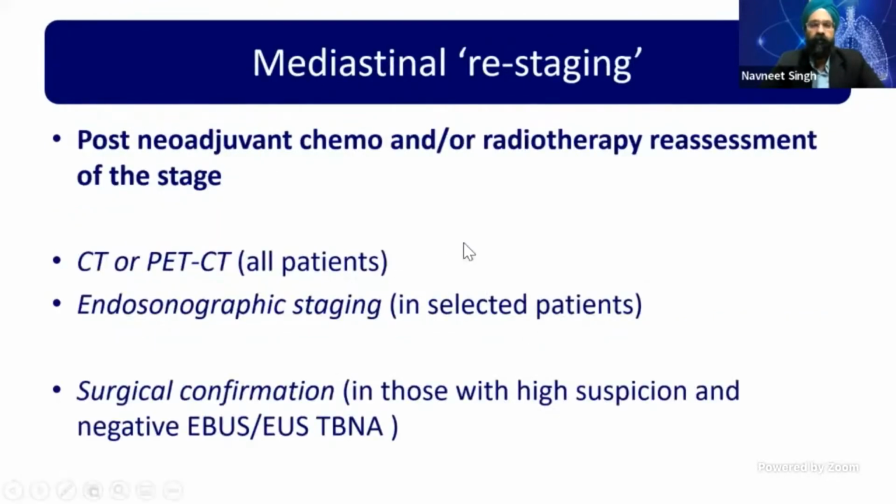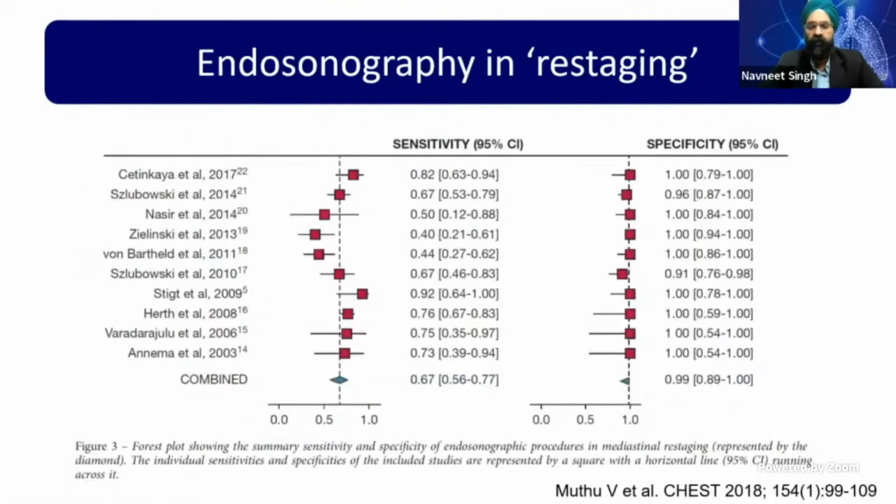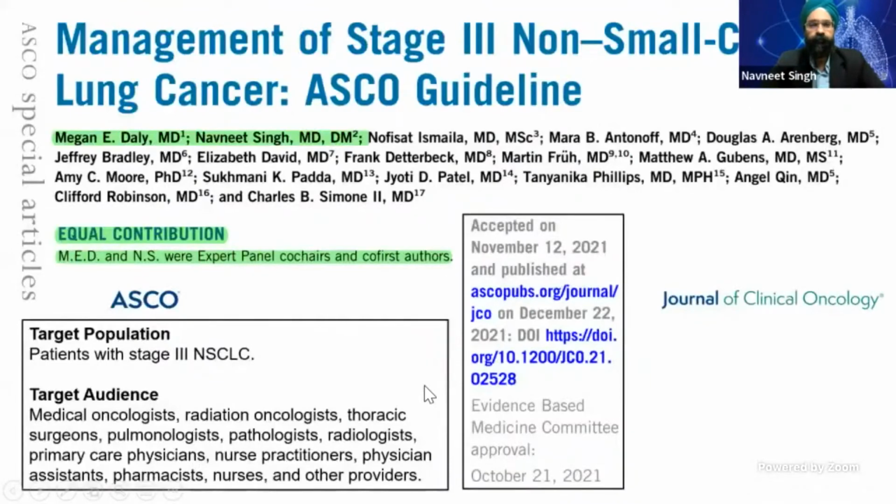Now, when you are doing mediastinal restaging after the initial neoadjuvant treatment, a CT scan is needed for all patients. Some people would advocate doing a PET CT. And in selected patients, you may even need to do an endosonographic staging. Surgical confirmation, as I said, is when you have a very high suspicion of mediastinal nodal involvement and the endoscopic staging is negative. Again, this is a paper by one of my colleagues in which they have tried to show that the endoscopic techniques are very useful in restaging with, again, a very good specificity of 99%, but the sensitivity is lower at 67%.